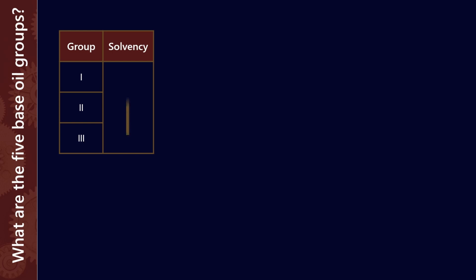So solvency is highest for group 1. And the reason is because solvency is kind of a measure of the polarity of all the molecules within the base oil. And group 1 base oils have the most polar molecules. So especially all those aromatics, they are kind of highly polar. And that helps with solvency. Now, solvency is important for 2 reasons. First, because you need a certain amount of solvation to be able to get your additive package to go into solution within the base oil.